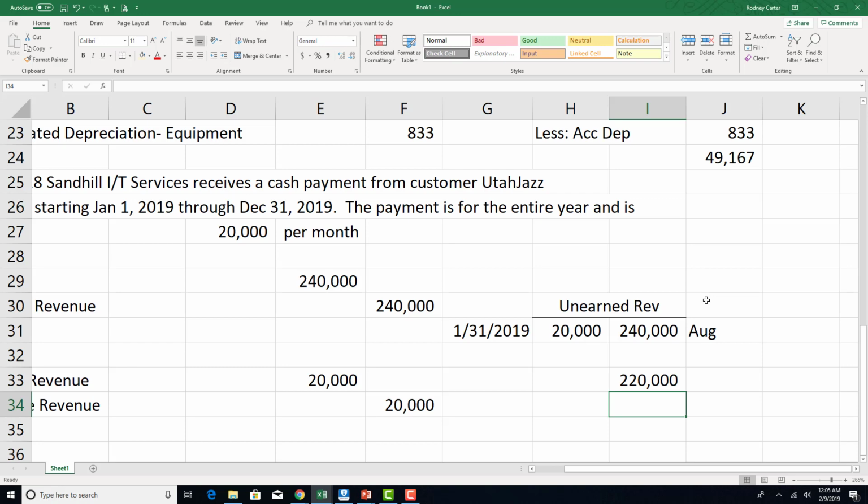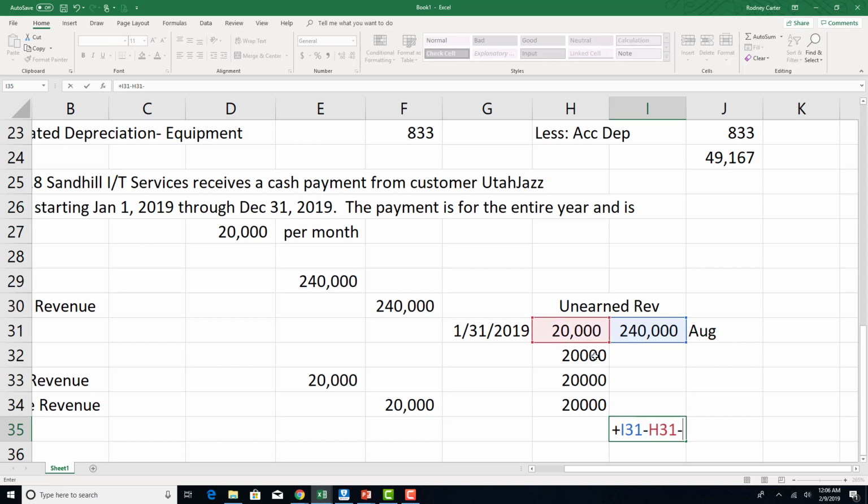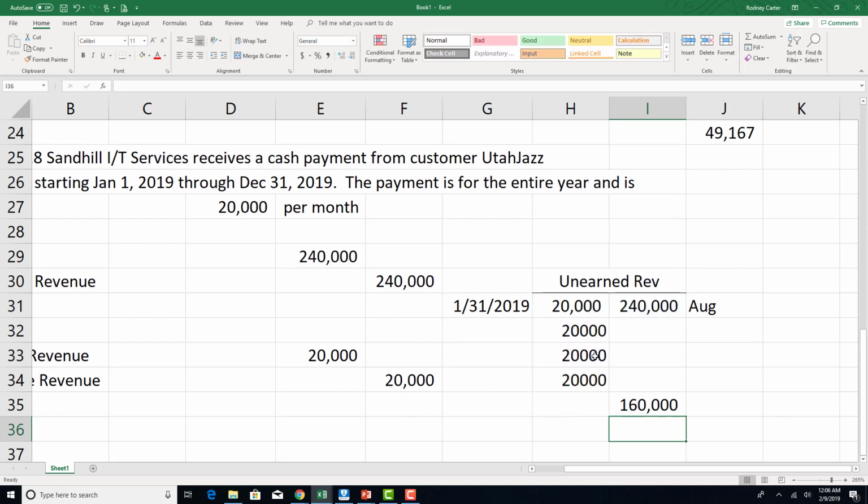How much would it show at April 30th after we do our adjusting entry? Well, we would have had 4 of these months, January, February, March, and April. So the balance would be now 240 minus 20 minus 20 minus 20 minus 20. The balance at April 30th after the adjusting entry would be $160,000 remaining in unearned revenue. $160,000 is the amount that we have not provided yet to the Jazz because the services haven't been provided for any of the months after April.